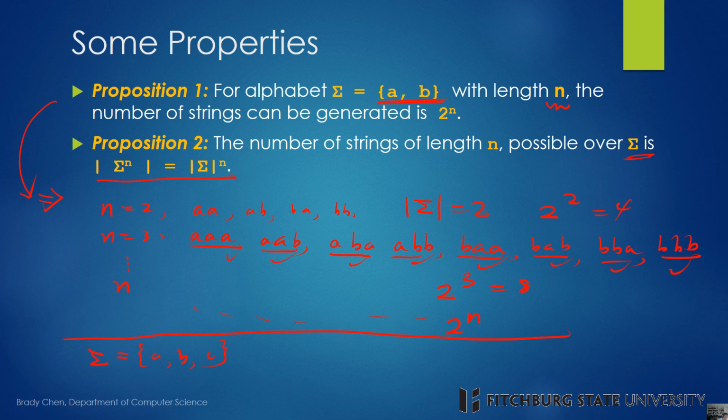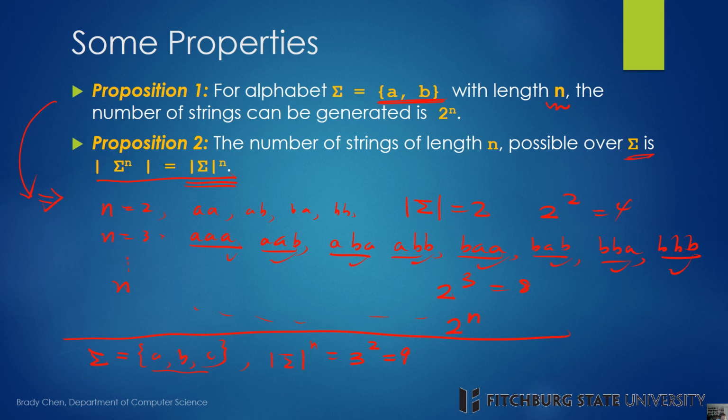Now we want to generate a language of length, for example, length 2. Okay, so then you can say, for 3 elements, if we want to generate strings of length 2, how many strings can we generate? Based on this proposition, we know that it's going to be sigma to the n. Sigma contains 3 alphabets, so it's 3 to the 2, that's 9, 3 square.